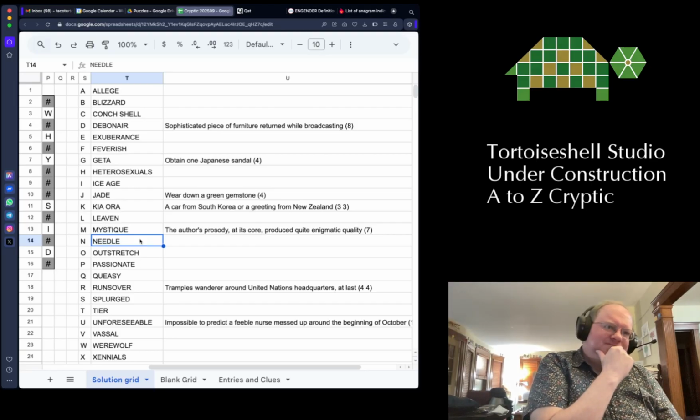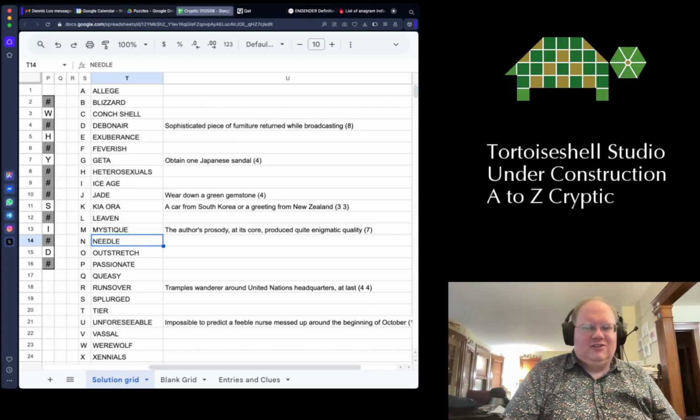There was a discussion over in the Puzzlers Club Discord about, what was it? Somebody had... I want to find it because it's amusing me. Well, I'm thinking about cluing needle.